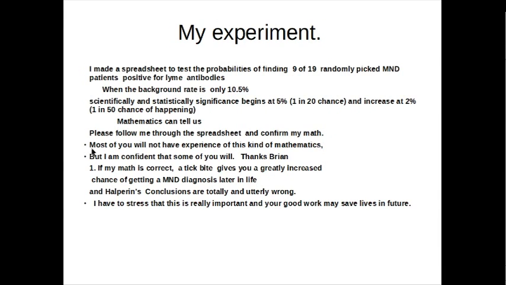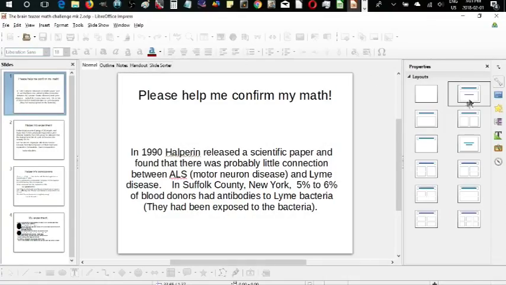Now, probably most of you will not have experience with this kind of mathematics, but I'm confident that some of you will. If my maths is correct, a tick bite gives you a greatly increased chance of getting a motor neuron disease diagnosis later in life. And Halperin's conclusions are totally and utterly wrong. I have to stress that this is really important and your good work may save lives in the future.